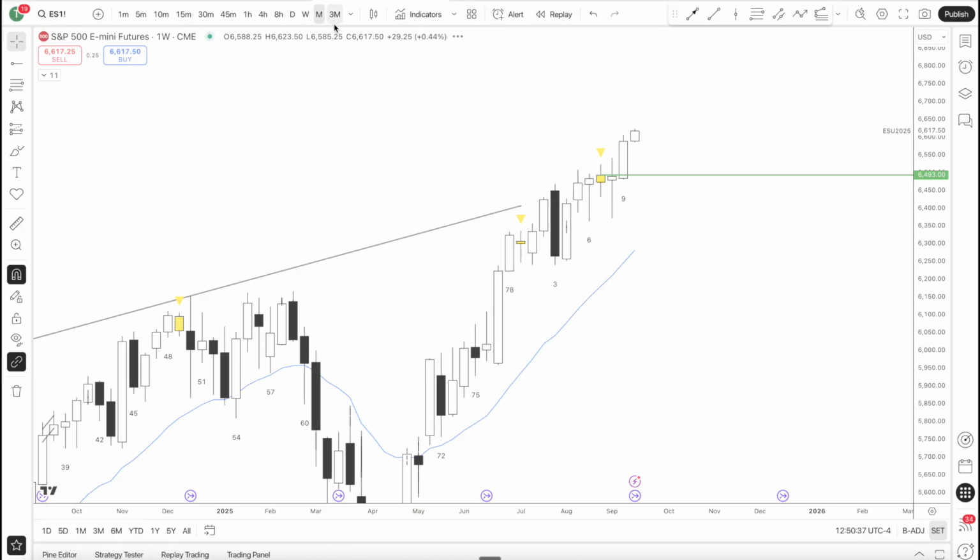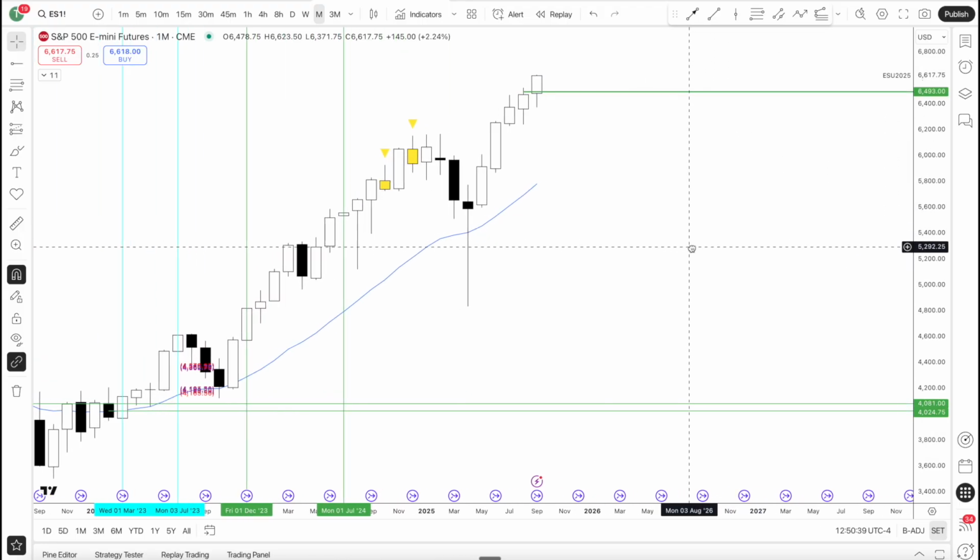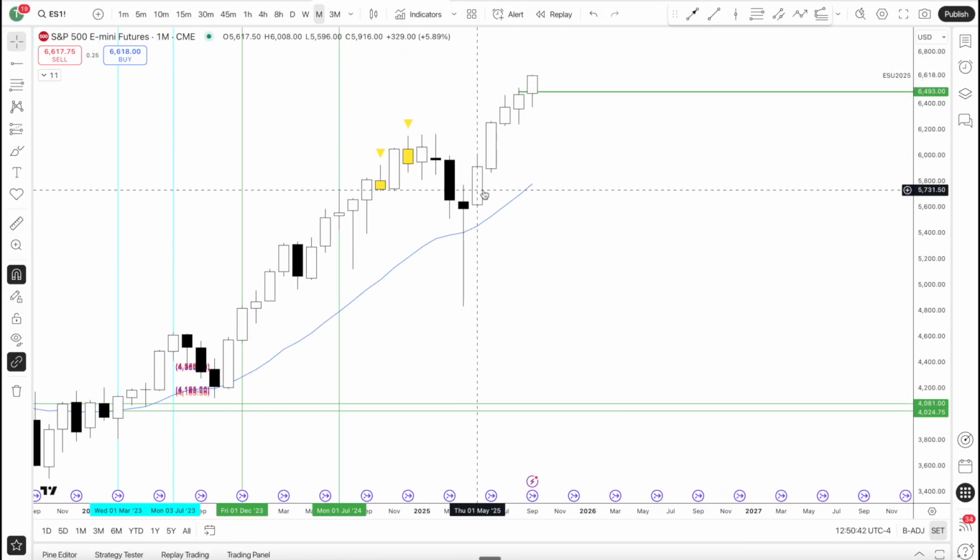And then also on the monthly chart, if September closes like this, we'll get 5 bull bars in a row.